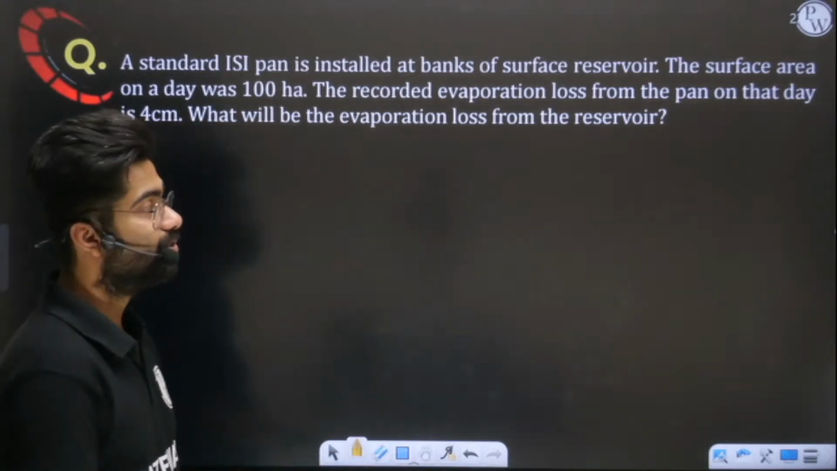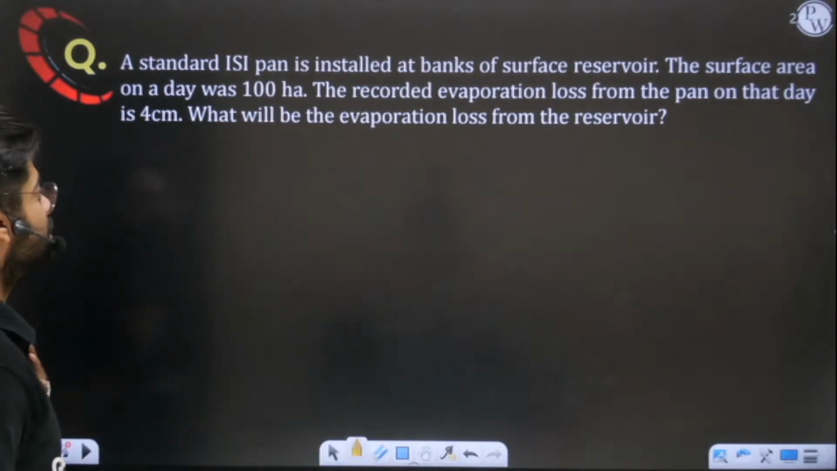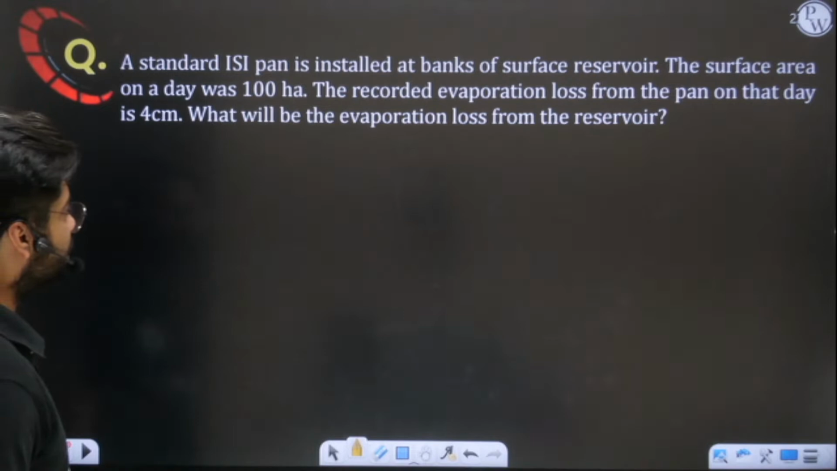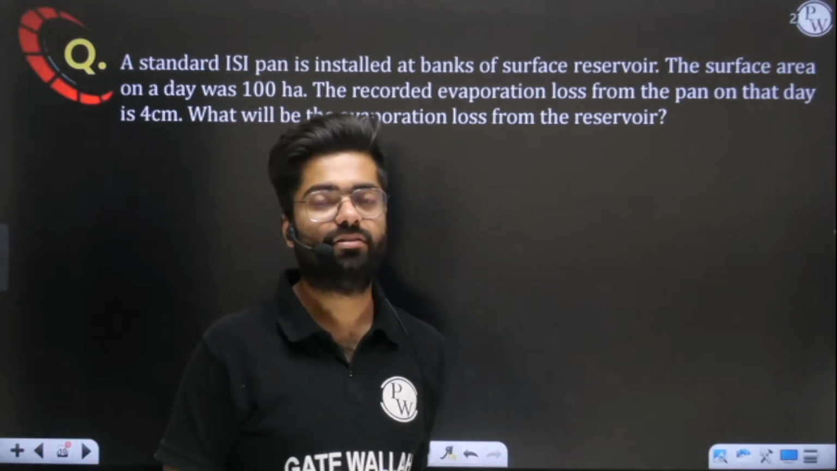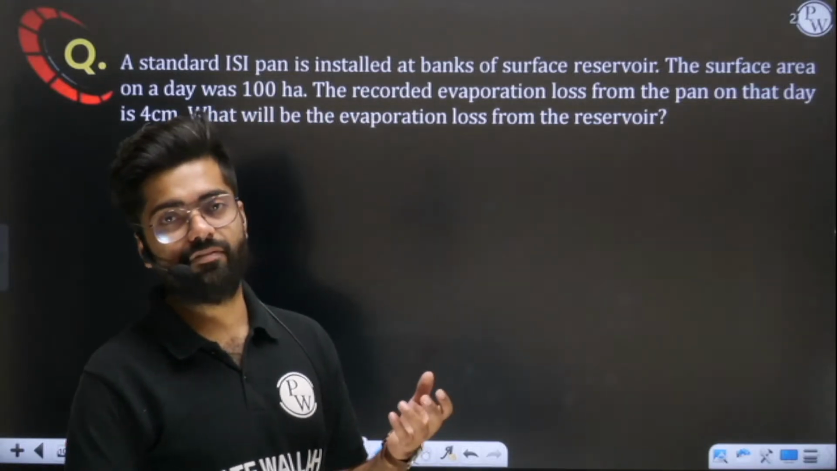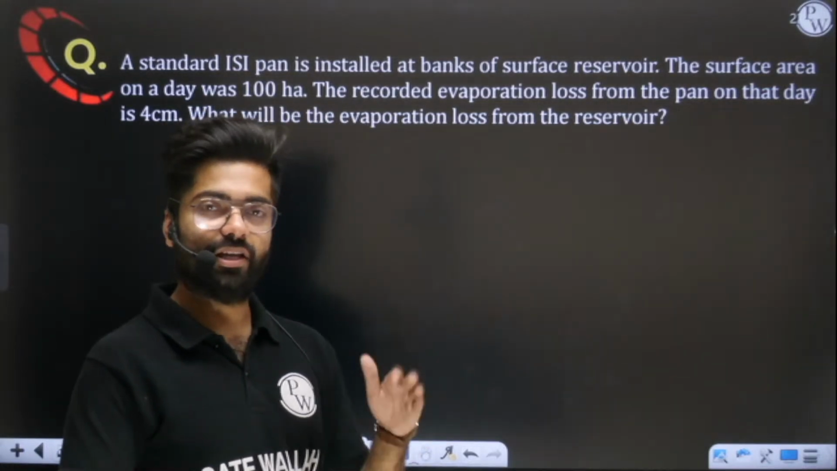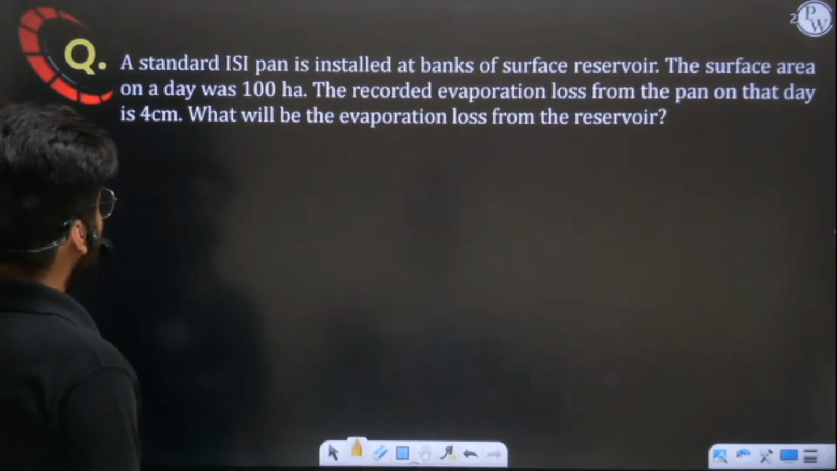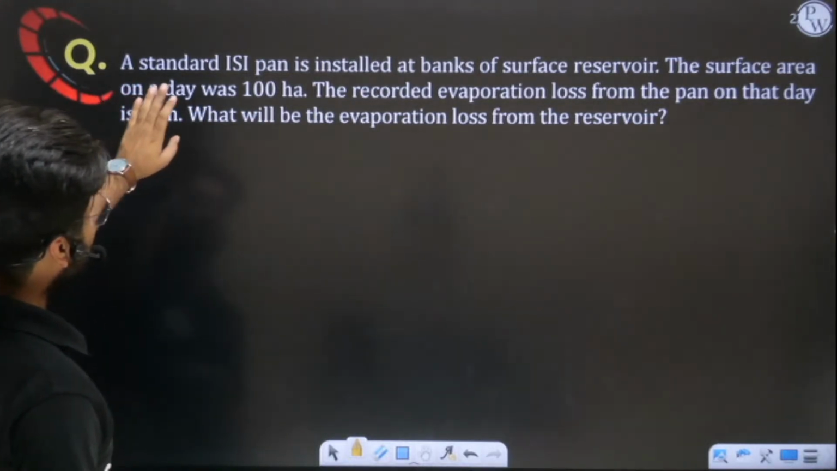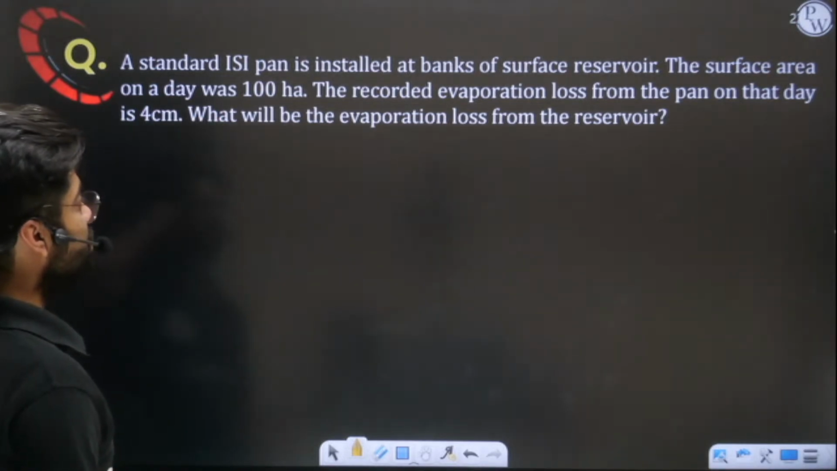No, listen very carefully. I will give you the concept. So first let us read this question, then I will give you the explanation of where we have more evaporation, whether it is more in lake or more in pans. So it is saying a standard ISI pan is installed at the banks of a surface reservoir.